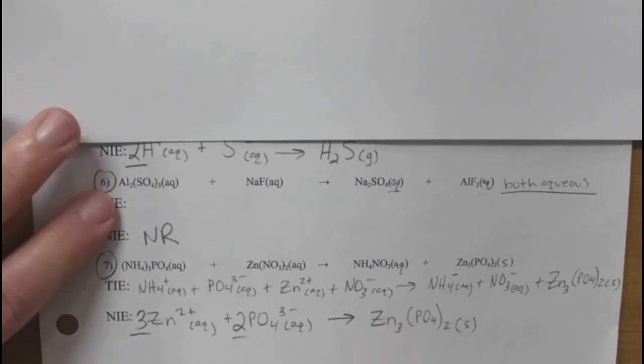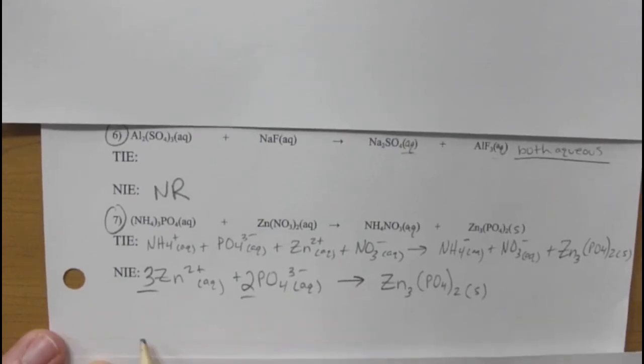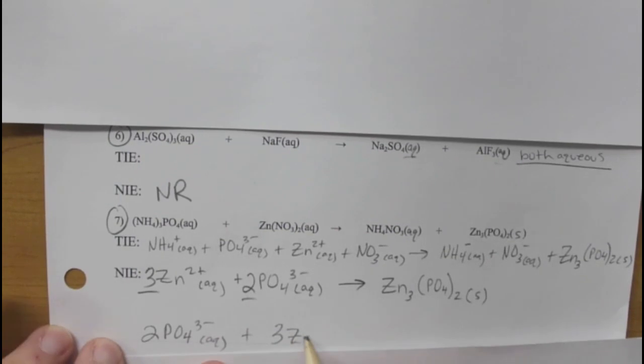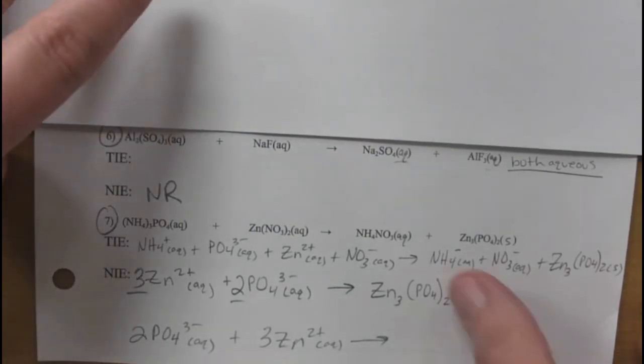Okay. Now keep in mind that it is just as valid if this had come first. So if you had 2 PO4 3 minus aqueous plus 3 zinc 2 plus aqueous on this side producing the same product, that is also fine. The order does not matter.